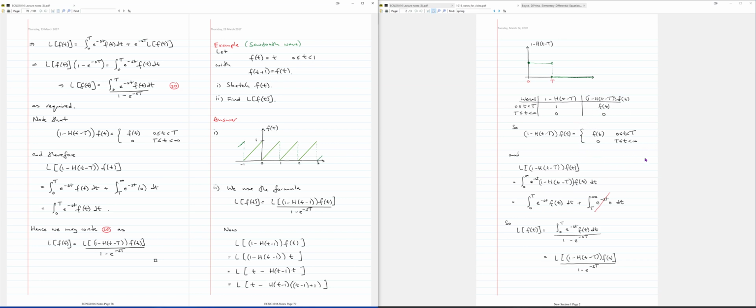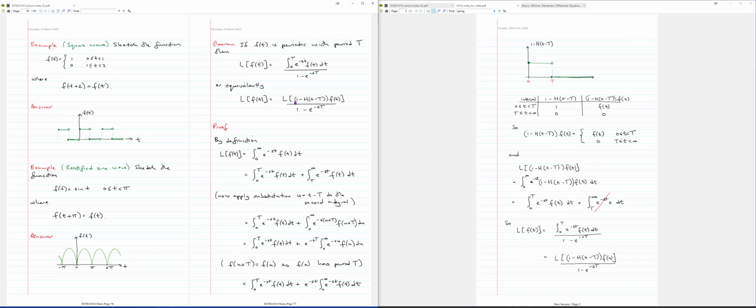If you have something that's piecewise defined, we can express it in terms of Heavisides. Okay. So now that I have this, what I want to do is show that the Laplace of 1 minus the Heaviside over here times f of t is in fact equal to this.